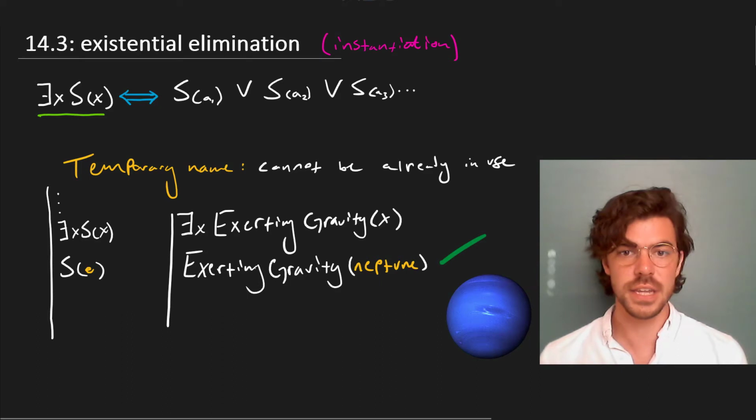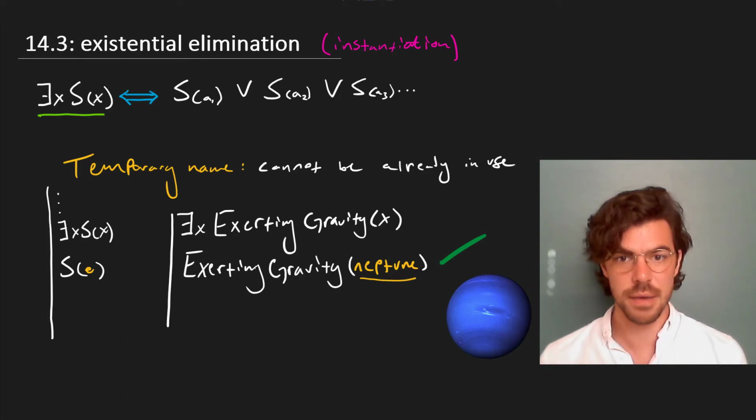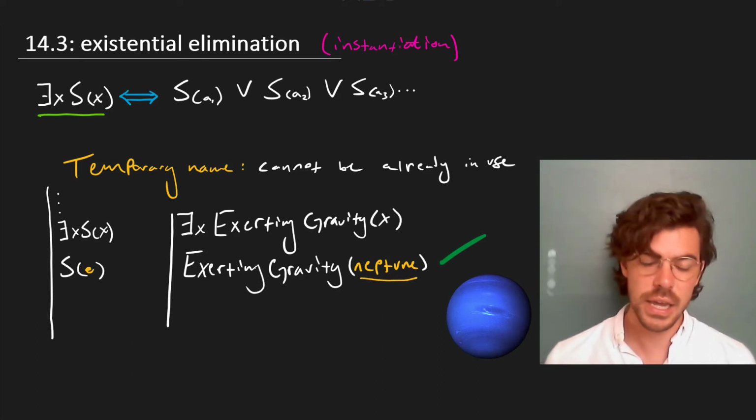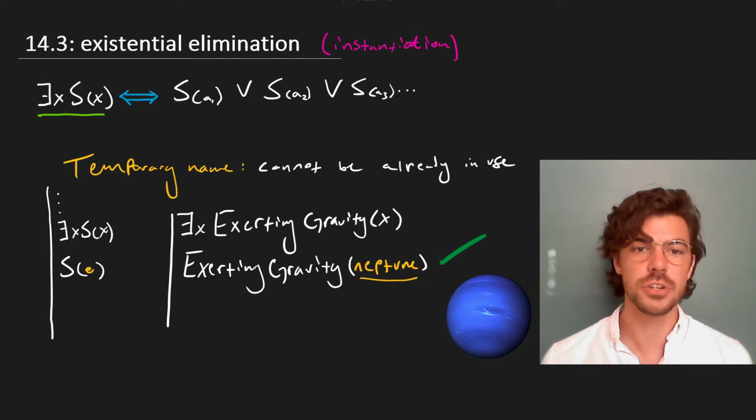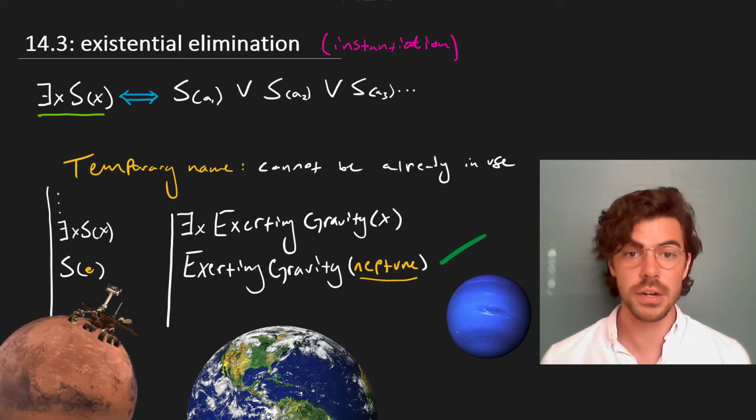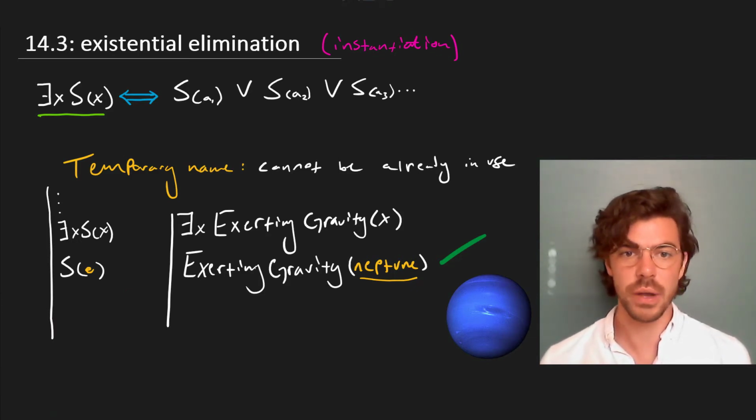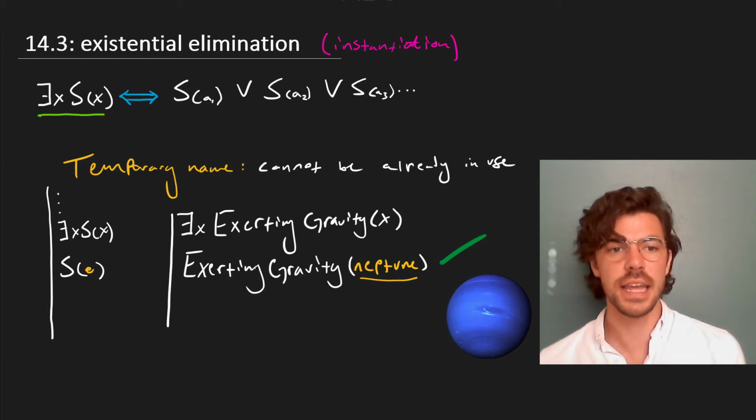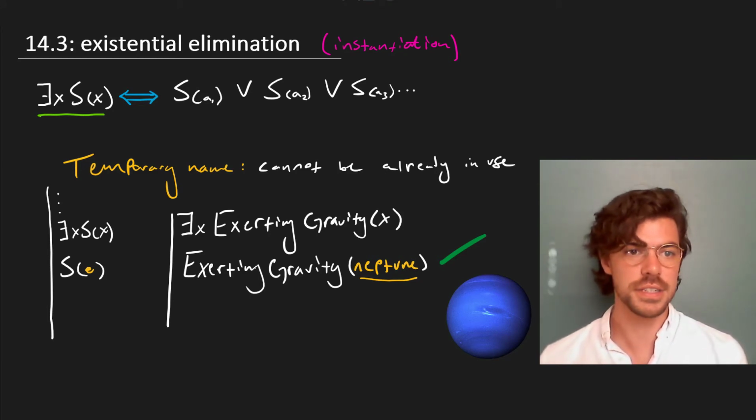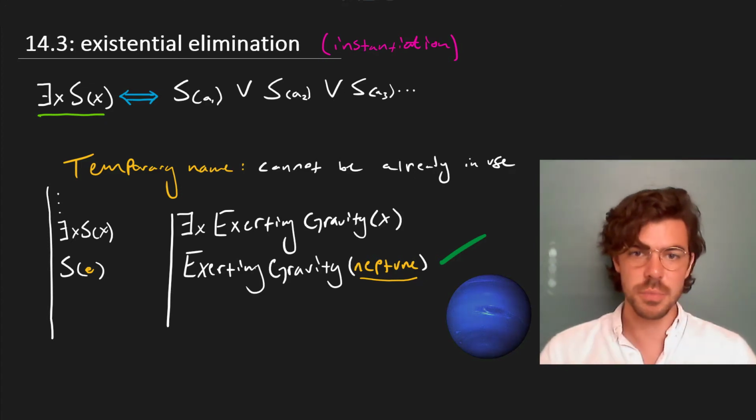But again, instantiation only works if this name Neptune isn't already in use. If we had dropped in here exerting gravity Earth or Mars, then we'd be saying something very different, and it wouldn't actually be explaining the difference in orbit of these planets anyway. So the most important point is that the name here, E in our derivation or Neptune in our example, is not being used anywhere else in the course of the proof.